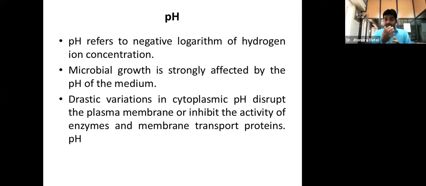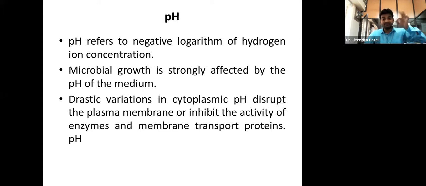So what is the pH? And we are culturing which kind of microorganism, whether it is matching with that or not. If it increases or decreases, definitely we will not get any growth, we will not be able to see any colonies over there. So that's the drastic variation in cytoplasmic pH, right?